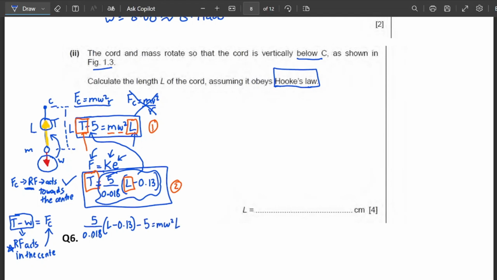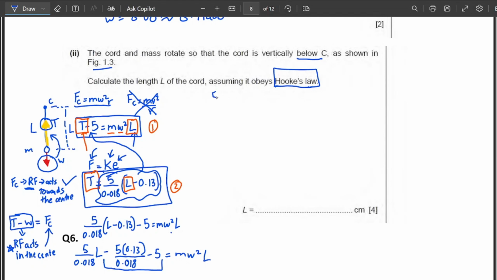Now remember, we're trying to solve for L. So what I'm going to do is get all the L terms on one side of the equation, all of the other terms on the other side. So this is going to look something like 5 over 0.018 L minus 5 times 0.13 over 0.018 minus 5 equals m omega squared L. Okay, and let's just solve all of this.